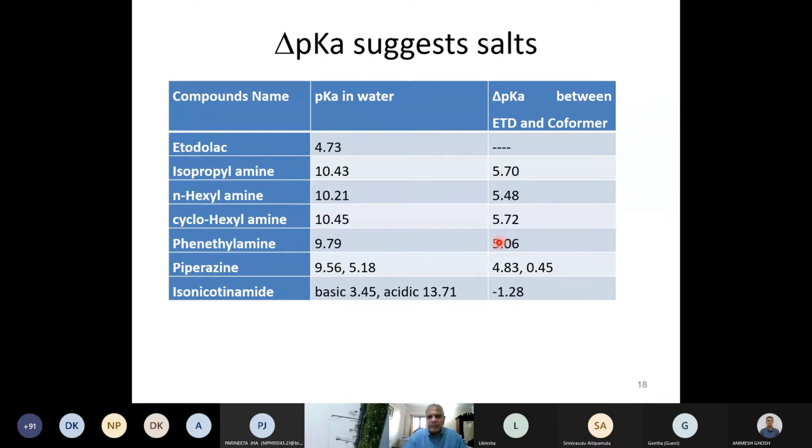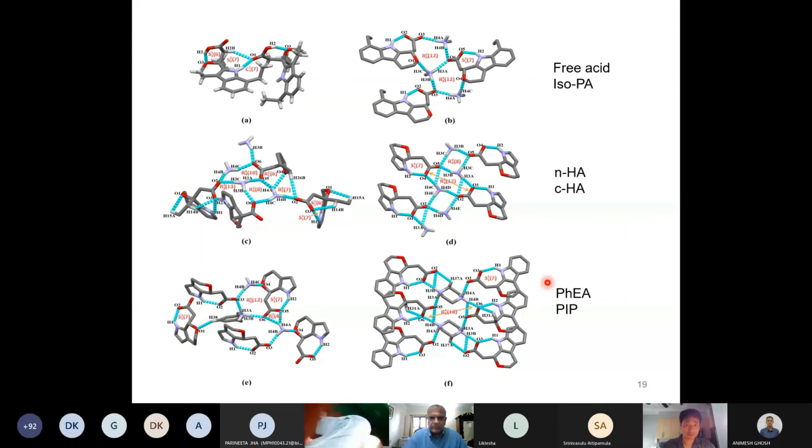Because if it dissociates or decomposes, then you have to look for something else, even though it may have very good pharmacokinetic properties, because you need an optimization of both improved solubility and good stability. So you can see that the delta pK value is quite high. It is more than 4 in all the cases, as expected with amines, and all the products are indeed salts.